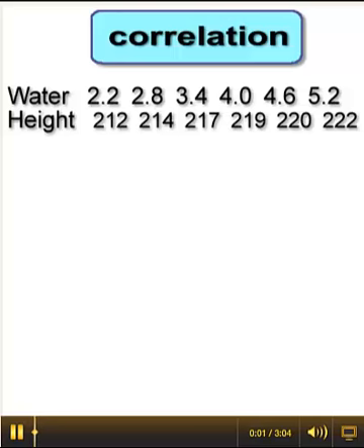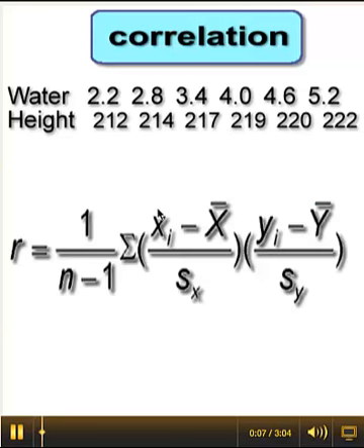We're going to do a correlation by hand. I'm going to go kind of fast here to try to make this as short as possible. But you got to start with the formula. There's the formula. It's pretty scary looking.